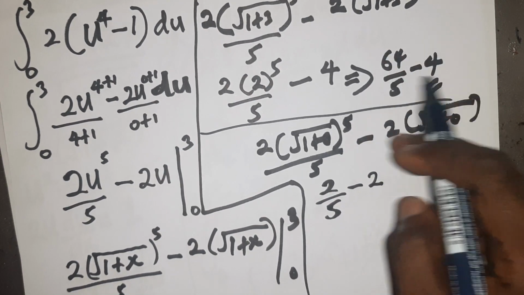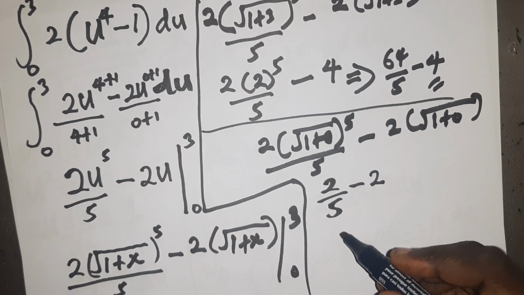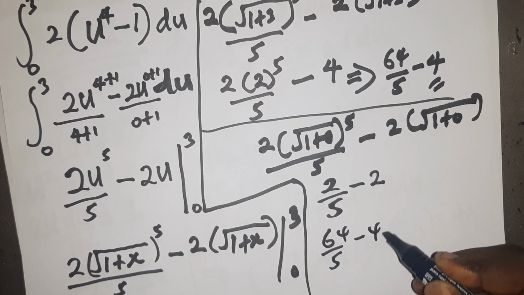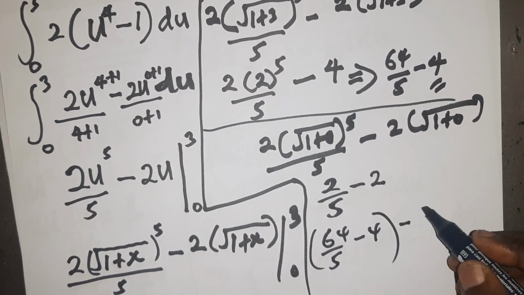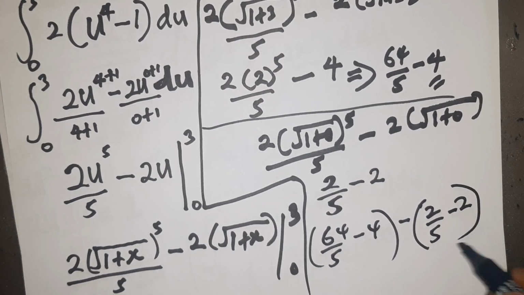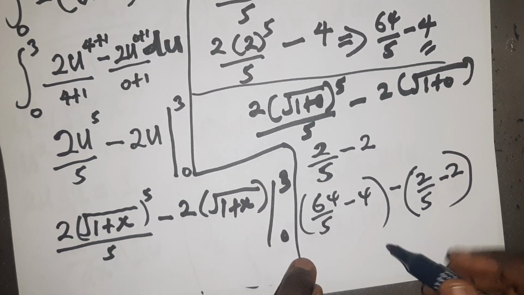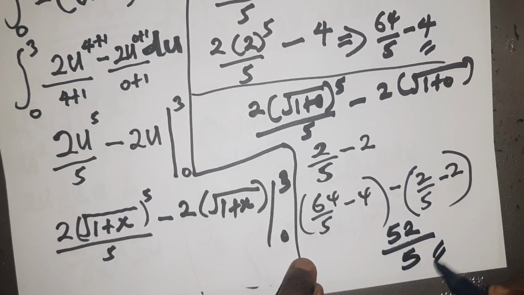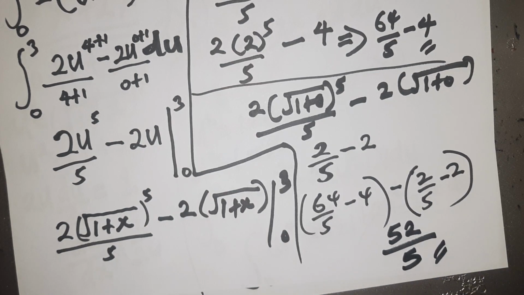So now we can make our subtraction. We now have 64 over 5 minus 4, then minus 2 over 5 minus 2. If you solve the fraction, you're going to get 52 over 5 as our final result if you evaluate this. So that's it.